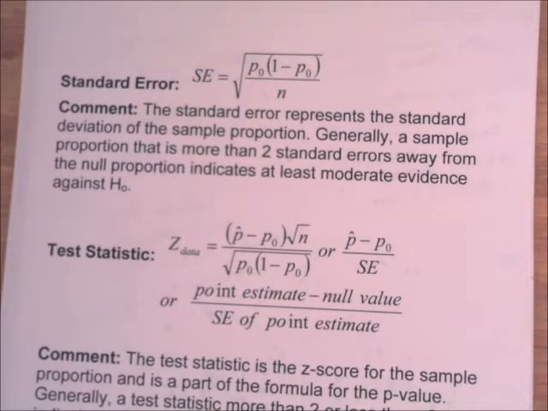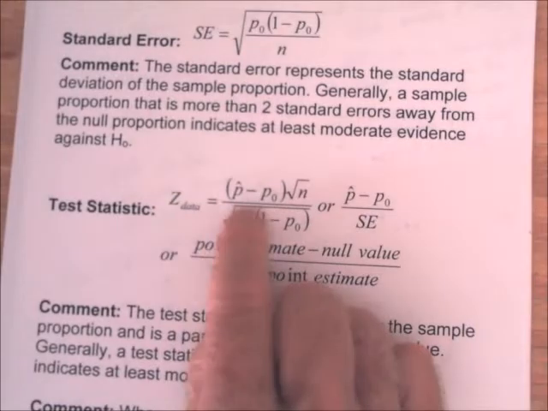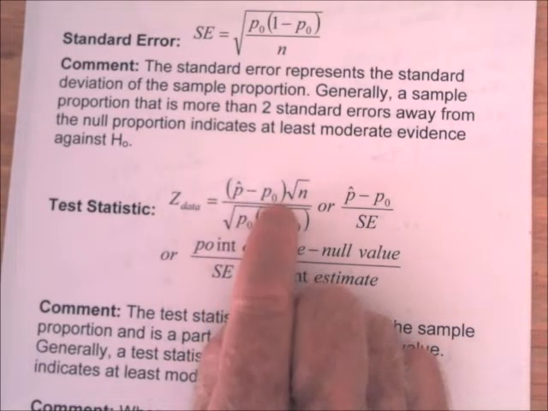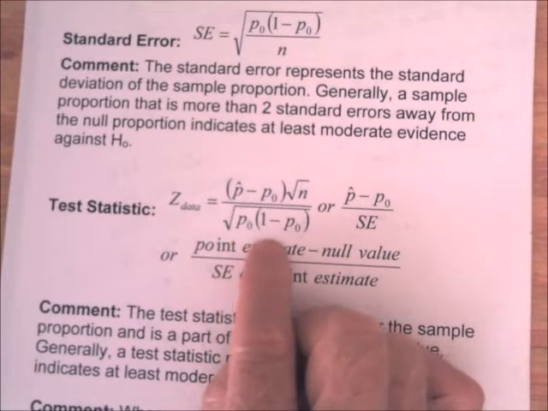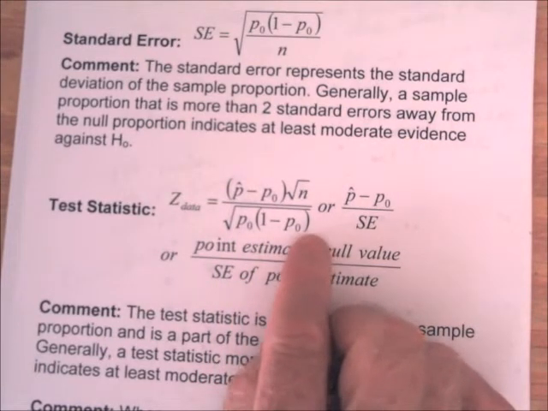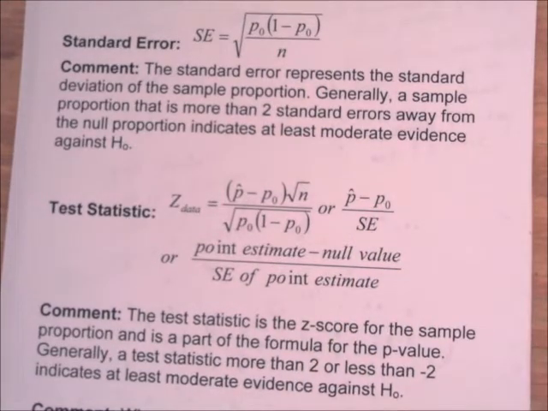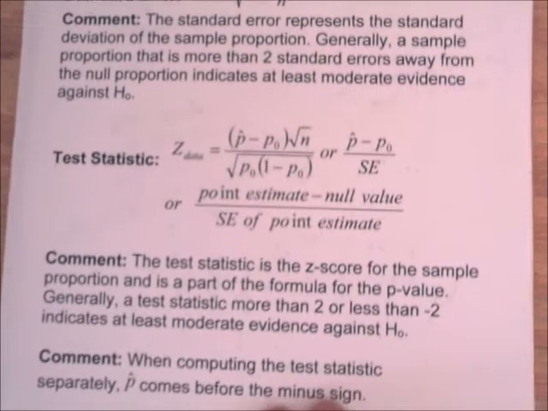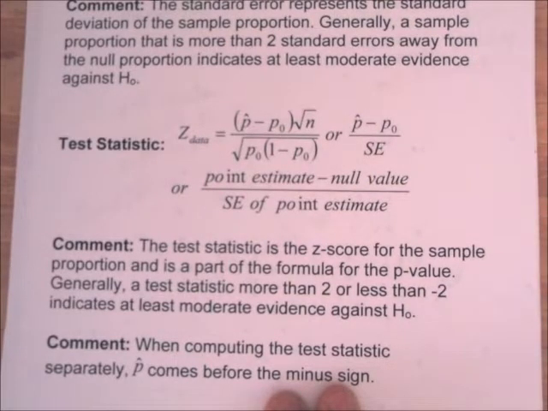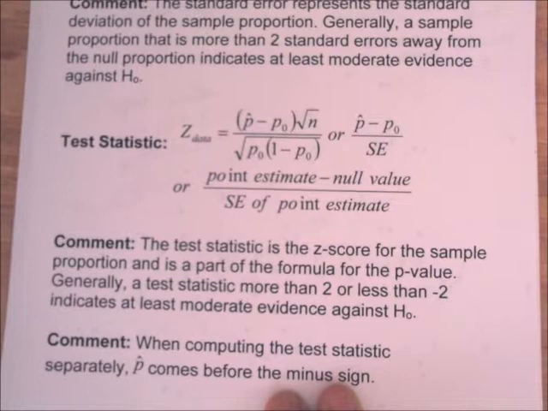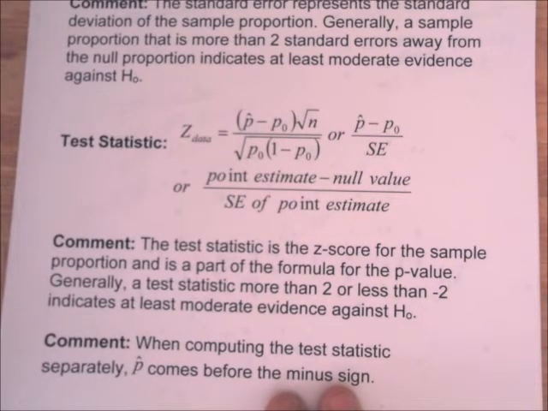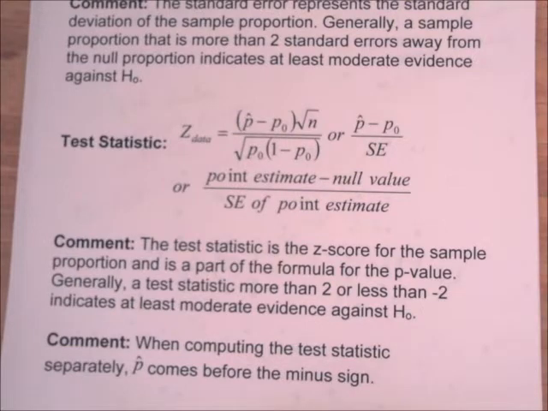And for the test statistic, p hat always comes first before the p0 if you're computing the test statistic separately. P hat minus p0 and then times square root of n over square root of p0 times 1 minus p0. If you've already computed the standard error, then you can just do p hat minus p0 divided by the standard error. So it's the z-score for the sample proportion. Generally, a test statistic of more than 2 or less than -2 indicates at least moderate evidence against H0.